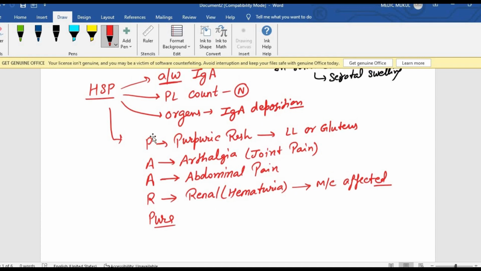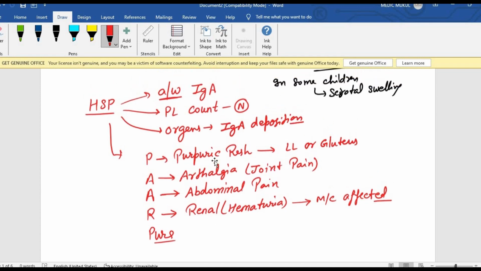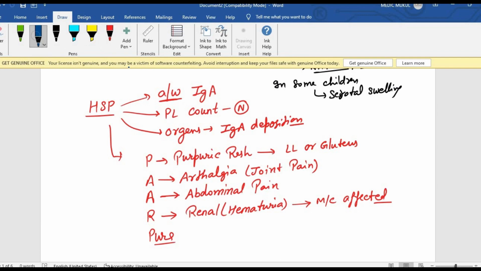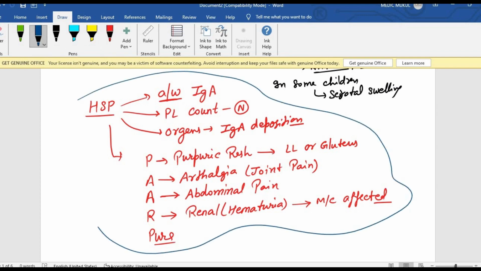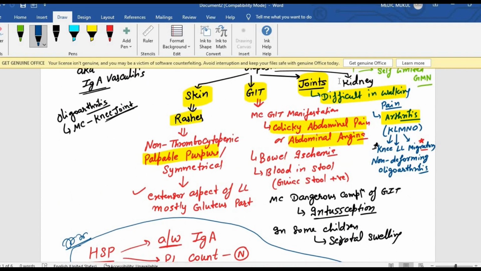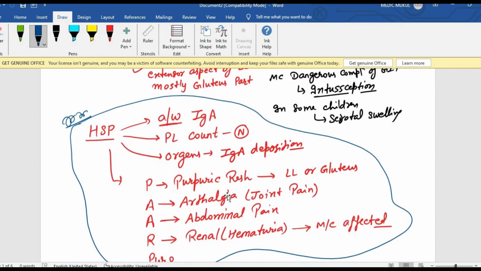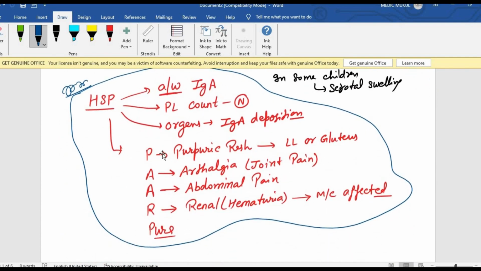So remember these things and everything is sorted out. HSP is very easy and very important. This one you need to revise again and again. It is all about the concept, and you need to remember it with the help of this mnemonic. Just remember the purpura and everything is sorted out.